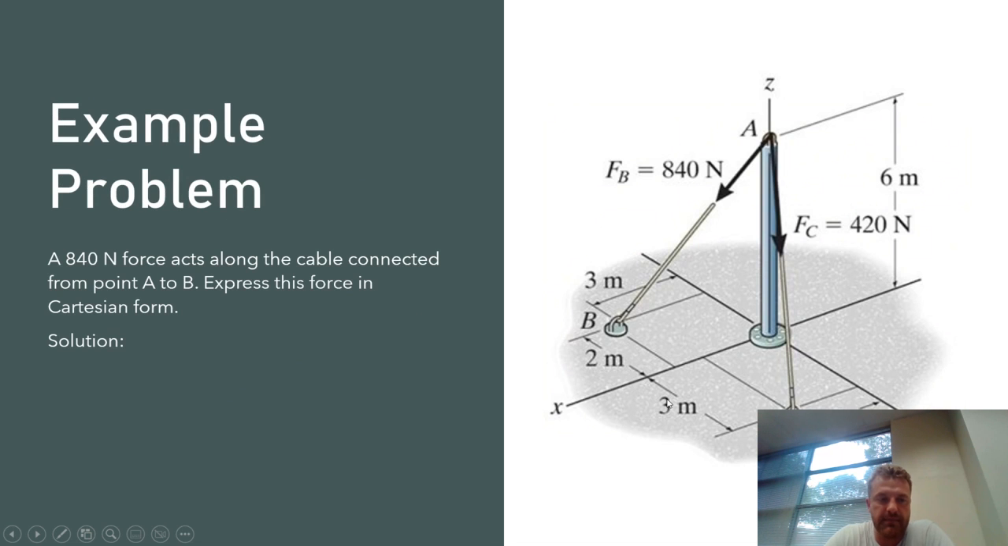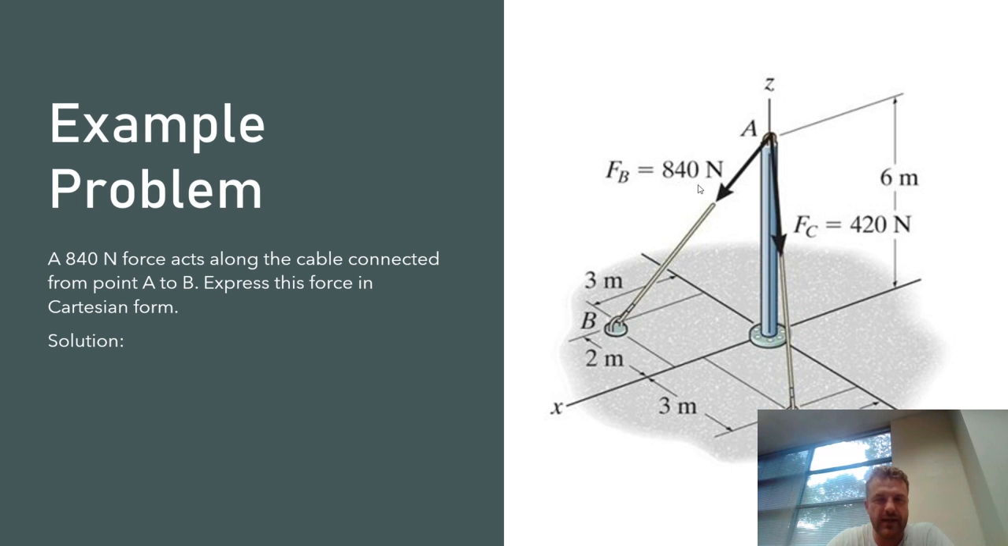So in terms of an example problem, and this is a very common one that you would see in the text, say you have these two cables, both connected at A. One goes from A to B, one goes from A to C, and we know the magnitude of the forces that act in them. In this case, the cable connected from point A to point B exerts a force on this pole at the point of connection A of 840 newtons. Say we want to express this force in Cartesian form, and remember that Cartesian form is just another term that the book uses for rectangular form.